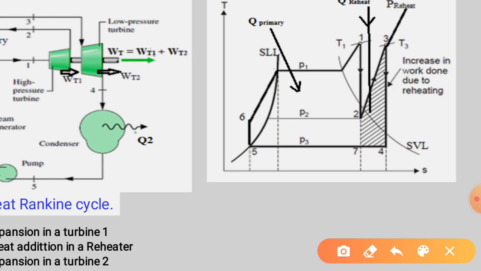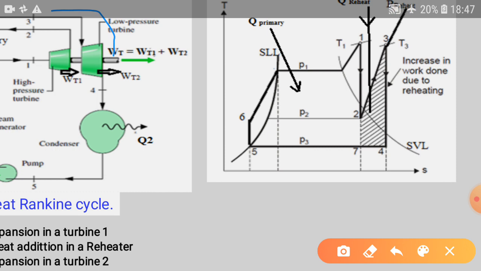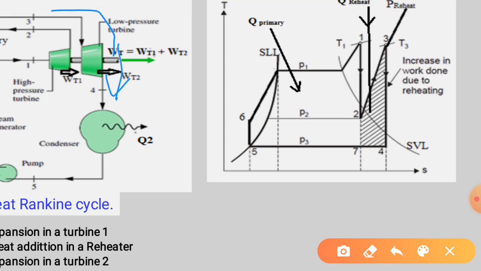After that, 3 to 4. What is the 3 to 4 process? This is the second turbine stage expansion. From state 3 the steam enters turbine stage 2 and undergoes an isentropic expansion process. It is a constant entropy line, so I am drawing a vertical line. That is the 3 to 4 process. This is state 4.